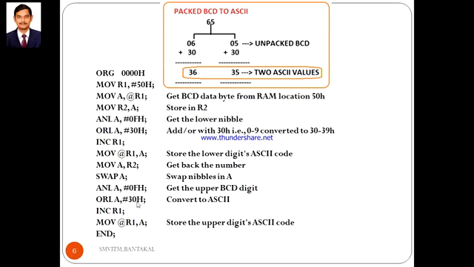Again adding 30H to the obtained data 06, as a result you will get 36. This has to be stored in the next location, 52H. So in this way, the packed BCD is converted to the two ASCII equivalent values 36 and 35.